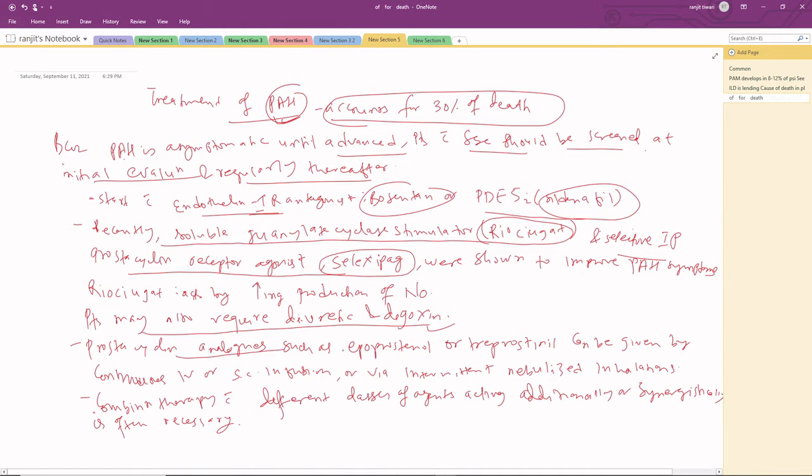Prostacyclin analogs such as epoprostenol or treprostinil can be given by continuous IV or subcutaneous infusion or through intermittent nebulized inhalations. Combination therapy with different classes of agents acting additively or synergistically is often necessary. So this is about systemic sclerosis manifestation in the form of ILD and pulmonary artery hypertension.